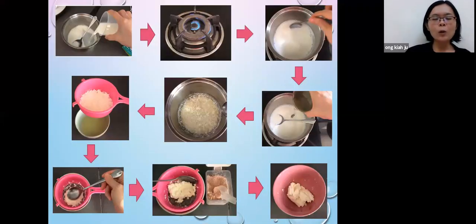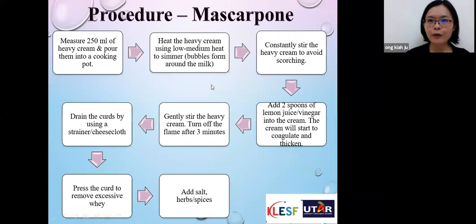So that is the whole procedure on how you make your own cheese at home, and this is the procedure to prepare your cream cheese. If you wish to prepare mascarpone, or Italian cream cheese, you can replace the milk with heavy cream. All the steps are still the same, just that you replace the milk with heavy cream, and you should be able to produce your own mascarpone.